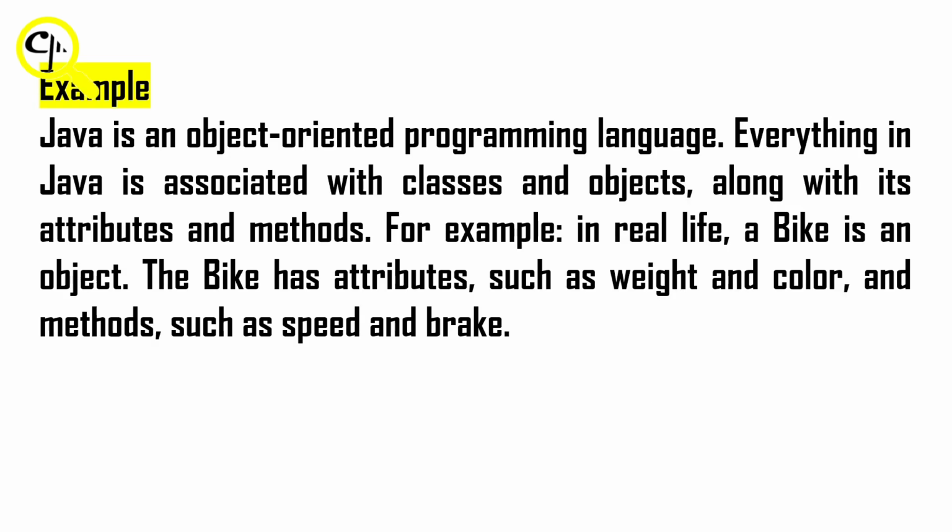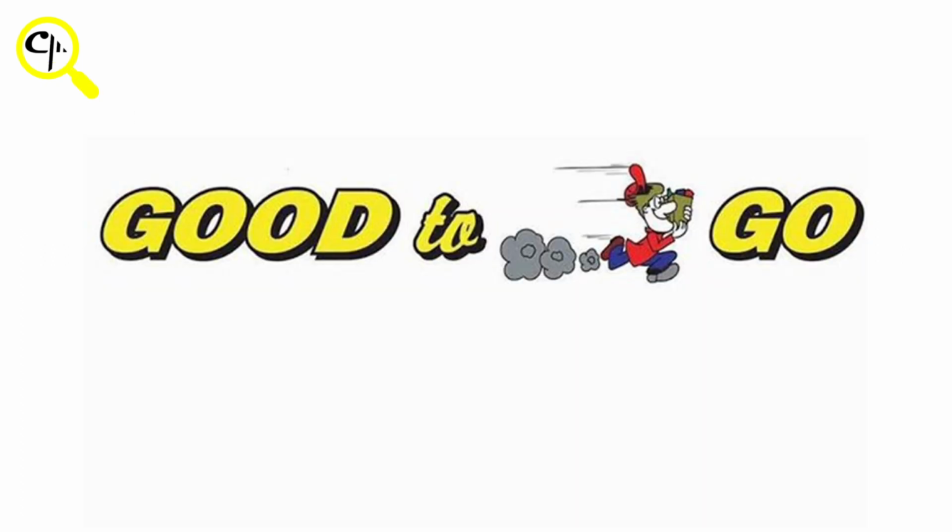So another example for this: Java is an object-oriented programming language. As we all know, everything in Java is all about objects and classes, and static, public, all this stuff. In real life, again, a bike is an object, and the bike has attributes such as weight, color, and methods such as speed and brake. All this comes under objects. So we are ready to go with our practice session.